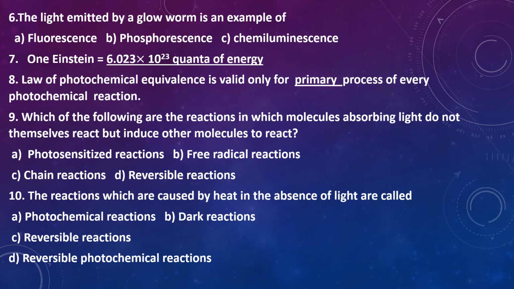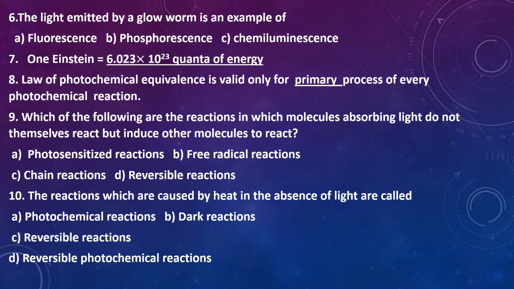Next, question number 7. 1 Einstein is equal to how many quanta of energy? 1 Einstein is equal to 6.023 into 10 power 23. You know this is called as Avogadro's number. Next, question number 8. Law of photochemical equivalence is valid only for dash process of every photochemical reaction. Listen to the question carefully.